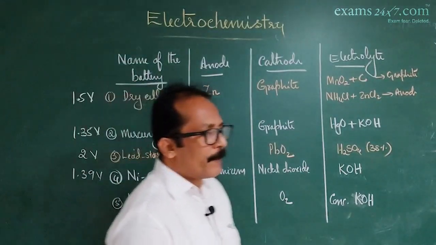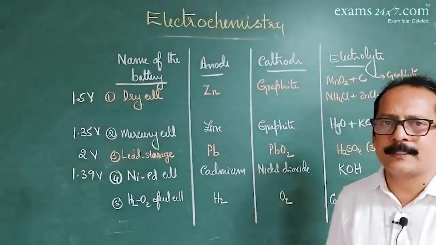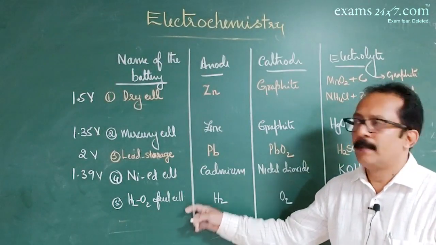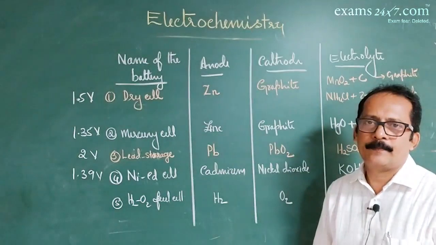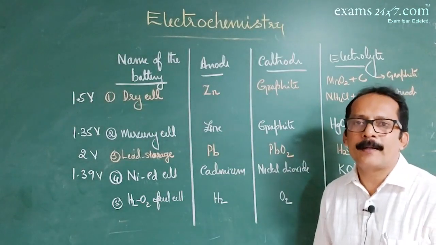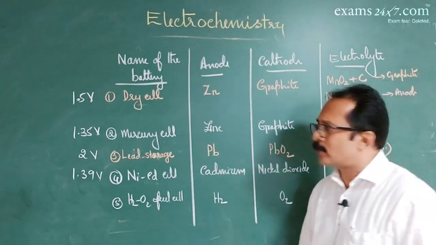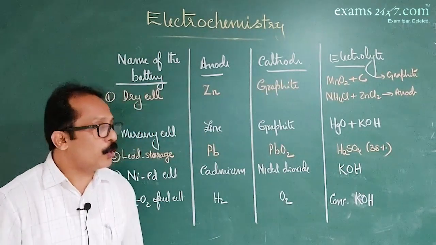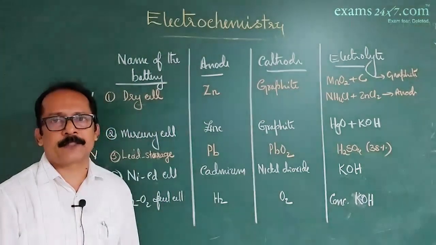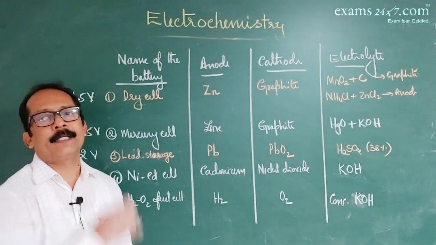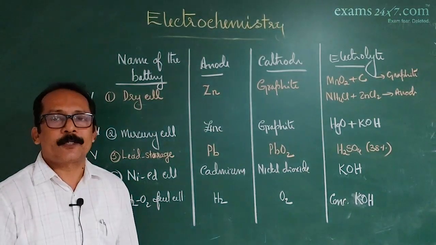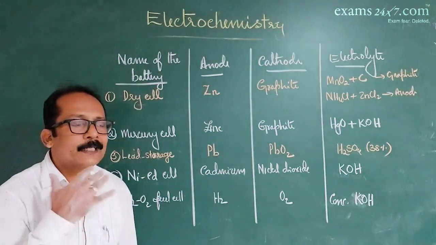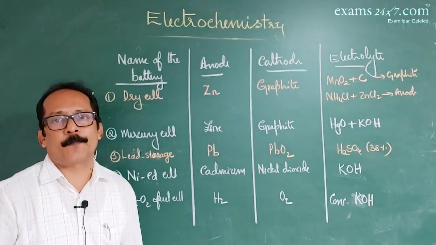So among these, the best one is the hydrogen oxygen fuel cell because there is no environmental pollution. The rest of the cells lead to environmental pollution. So this is about the different types of battery. And here you should know the different types of reactions, the chemical changes taking place at the different electrodes, anode and cathode. Especially for the lead storage battery, the discharging process and recharging process.